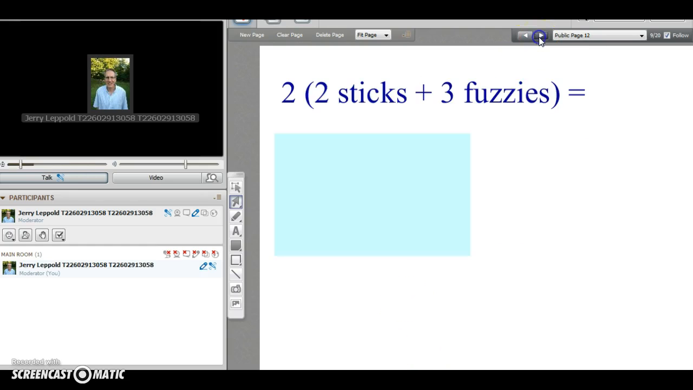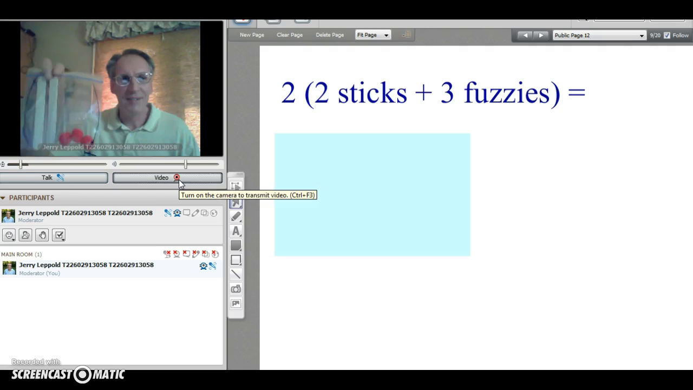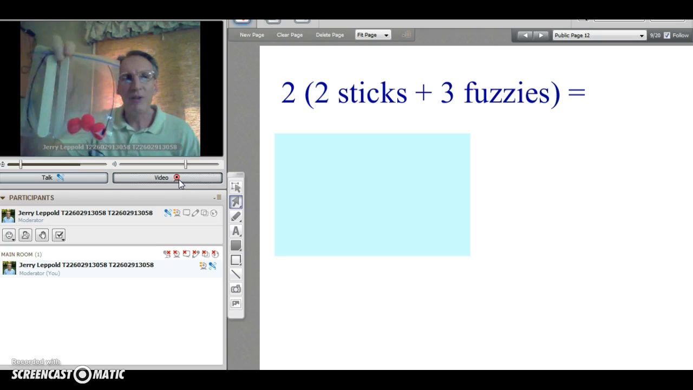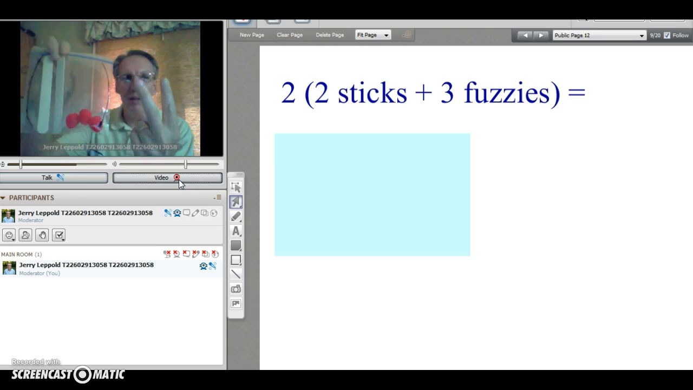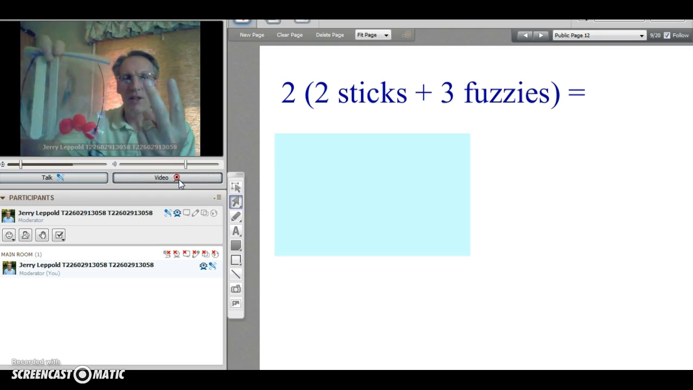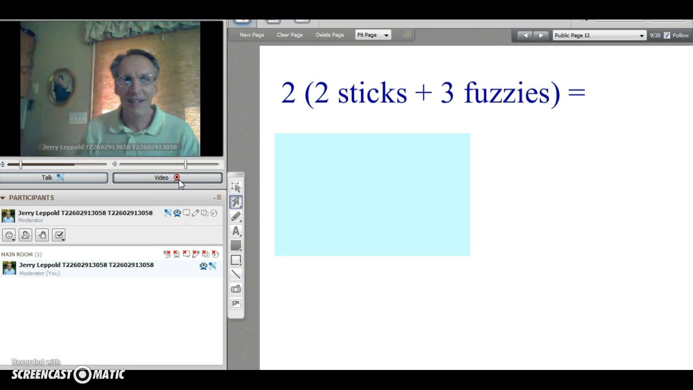So if you put this together, here's a kind of funny example I'm going to show you here. If you look up at the webcam, you can see I have 2 sticks and 3 fuzzies. Now if I want to multiply this by 2, I say 2 times what's in this bag here. And so you notice I have parentheses, I'm multiplying 2 times what's in the bag. What would you get? Well, you get 2 times 2 sticks, you get 4 sticks, and then 2 times 3 fuzzies, and you get 6 fuzzies.